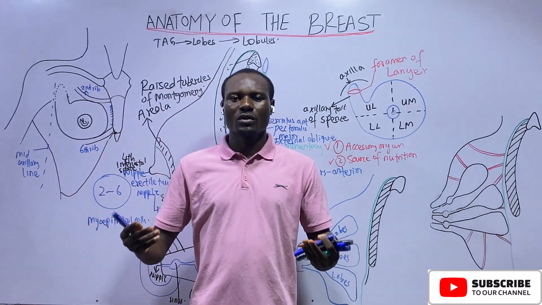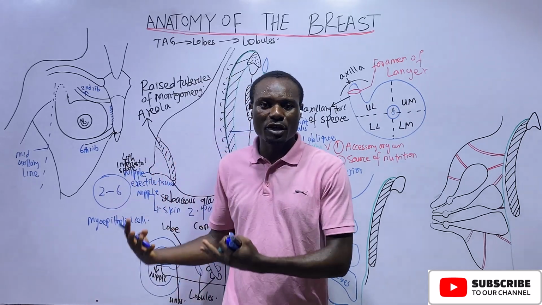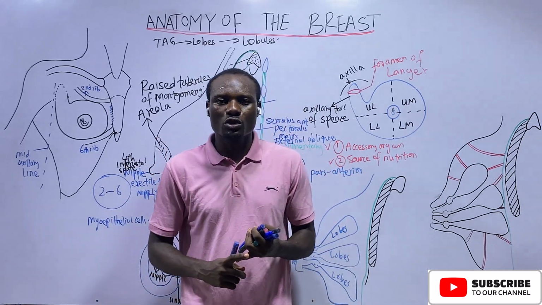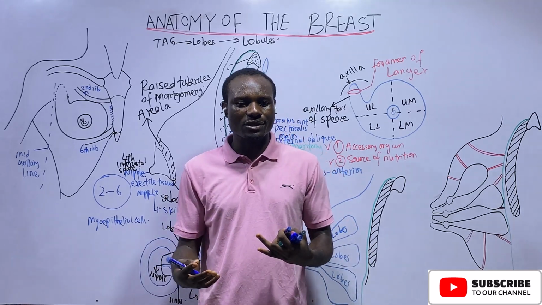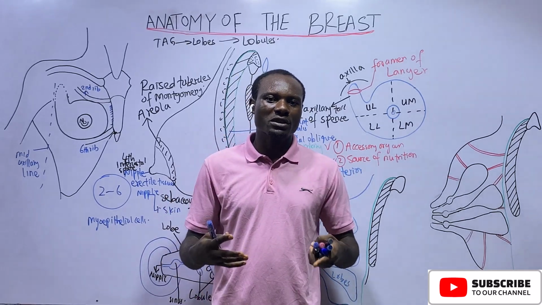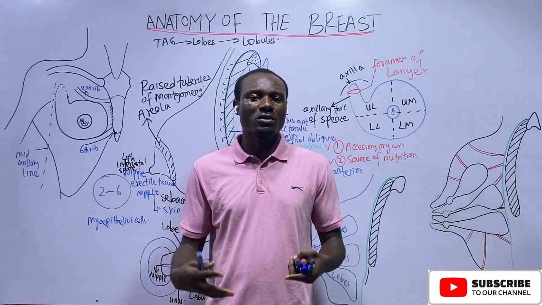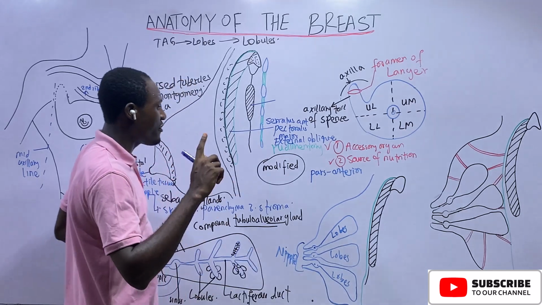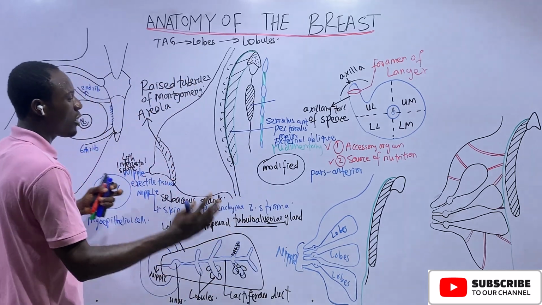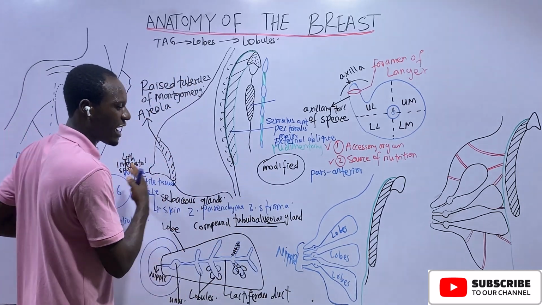Related to the pectoralis major, it's related to the serratus anterior, that muscle with serrated edges, okay? And it's also related to the external oblique muscle of the abdomen. You kind of find it by the side of the abdomen. Very, very important. So we are done with the skin, we are done with the parenchyma.